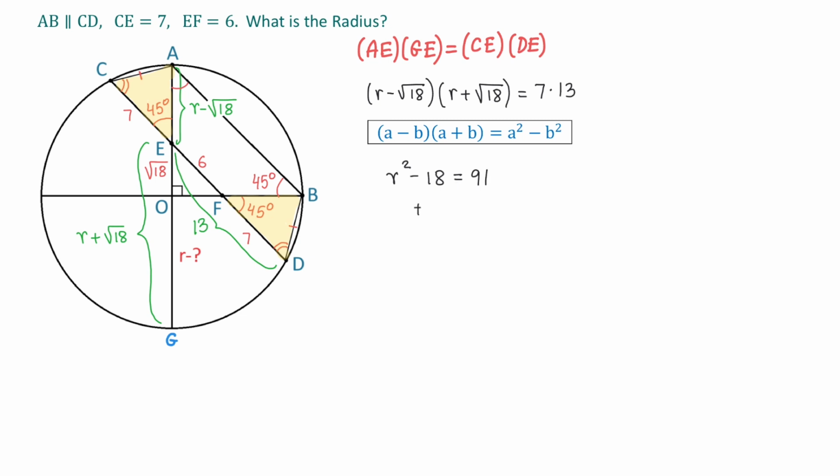Next, we will add 18 to both sides. Then R squared equals 109, and R equals square root of 109. And that is approximately 10.4. So we found the radius, and it is approximately 10.4 units.